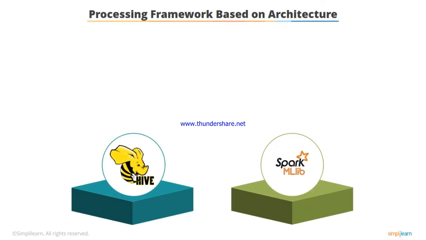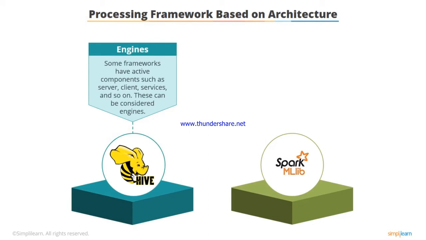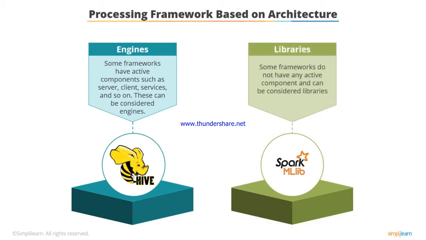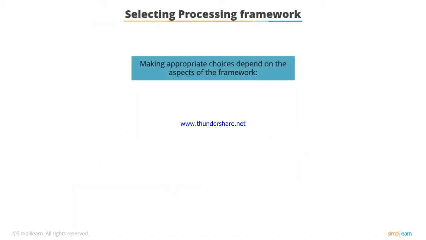Processing frameworks can also be classified based on architecture. Some frameworks have active components such as server, client, services, and so on. These can be considered engines like Hive. Some frameworks do not have any active component and can be considered libraries like MLlib. With variety comes the possibility of making choices. Making appropriate choices depends on the use case, requirement, available expertise, and experience with the framework.